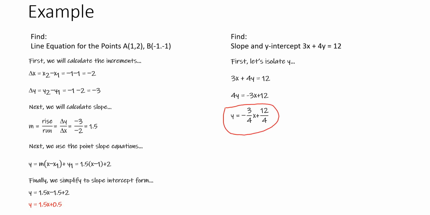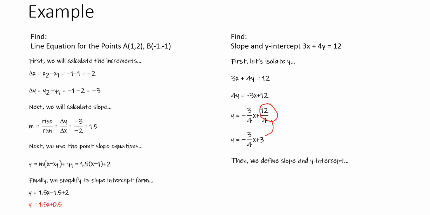Now this should also look familiar. This is actually in slope-intercept form. So again, you could think of slope-intercept form as sort of a simplified version of this equation right here. So we just isolated y to get it into slope-intercept form, and simplify it down further by dividing 12 by 4, which is of course just equal to 3.